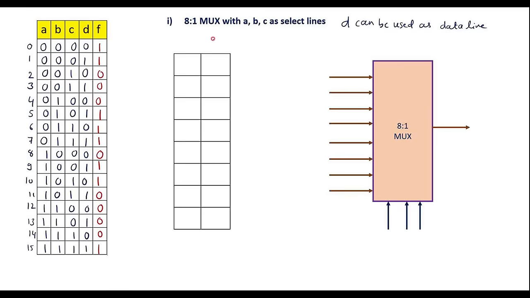So here we are supposed to implement this using an 8-to-1 MUX. So this is the 8-to-1 MUX. In an 8-to-1 MUX, we have 3 select lines, because 2 power 3 is 8. We have 8 data lines and 3 select lines. So here I will assume A, B, C as select lines. These are select lines. So here I will use D as a data line. Now we have to write the implementation table.